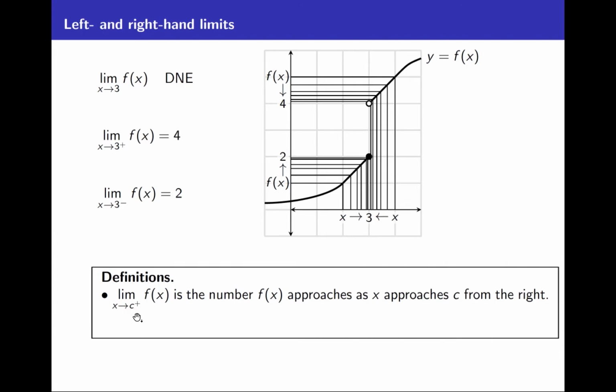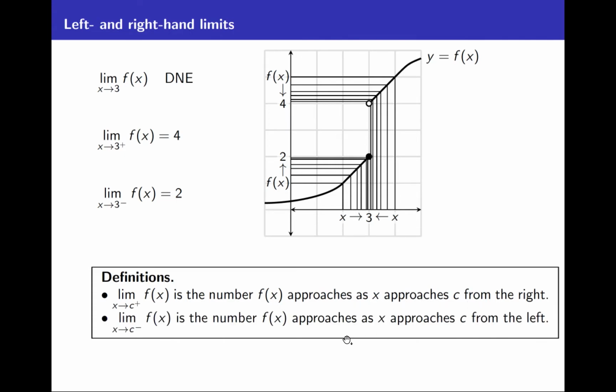The limit as x approaches c from the right of f of x is the number that f of x approaches as x approaches c from the right. And the limit as x approaches c from the left of f of x is the number that f of x approaches as x approaches c from the left.